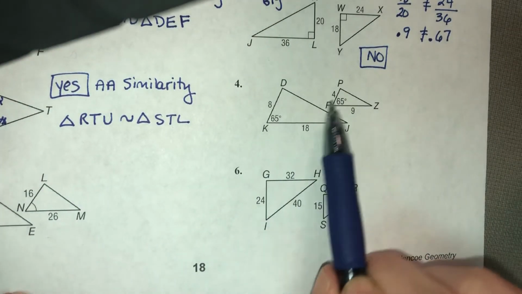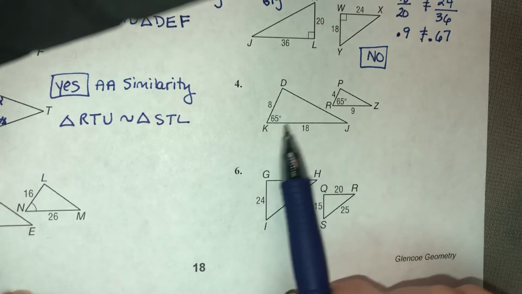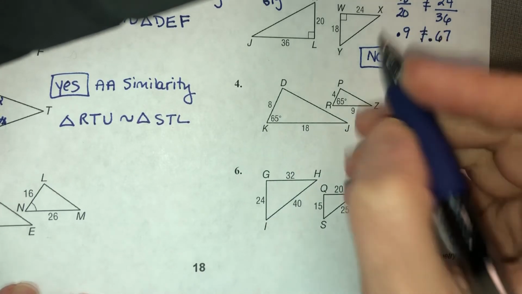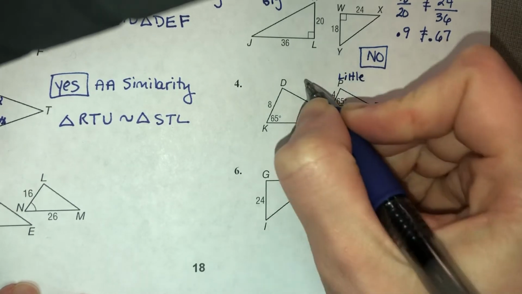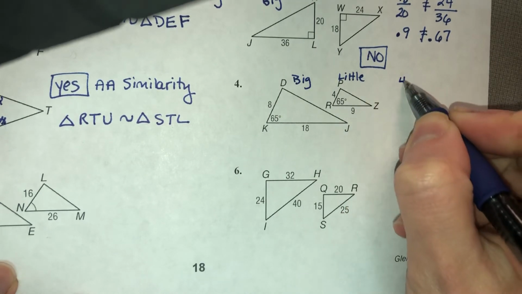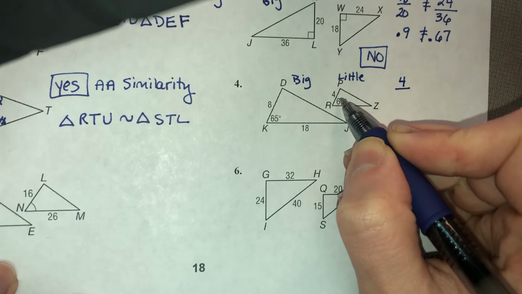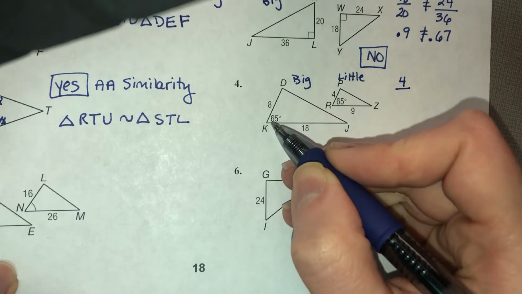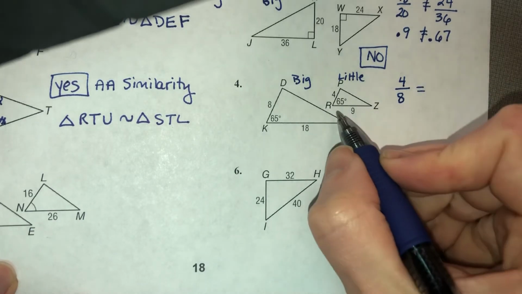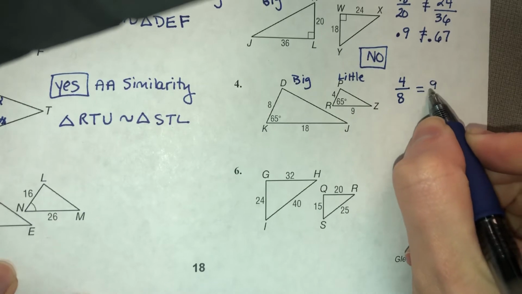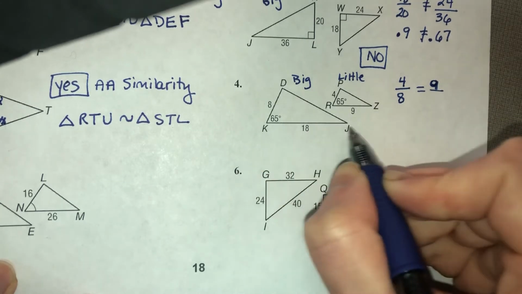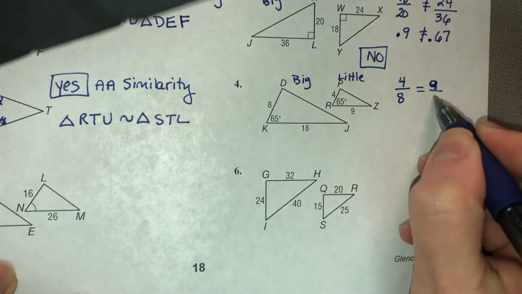I see we have a pair of congruent angles. They're 65 degrees apiece. Now we need to check to see if these sides are proportional. Okay, so we're gonna go little over big and little over big and see if they come out. So this left side 4, little side 4, corresponds to the big triangle side 8. And we're going to see if that's the same as the little triangle side 9, which matches up with the big triangle side 18.